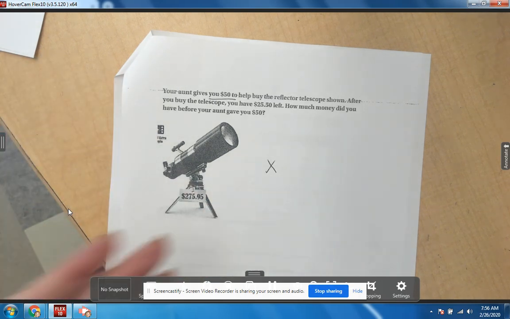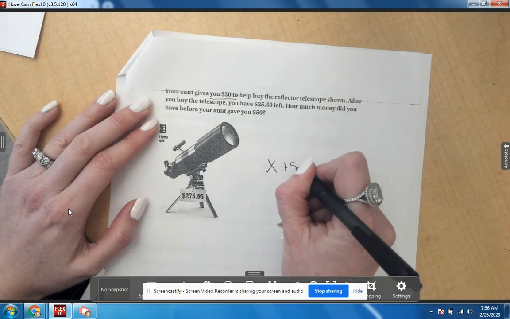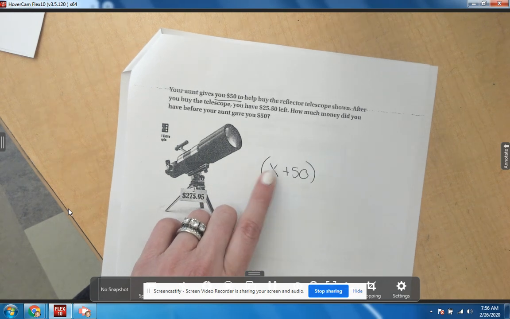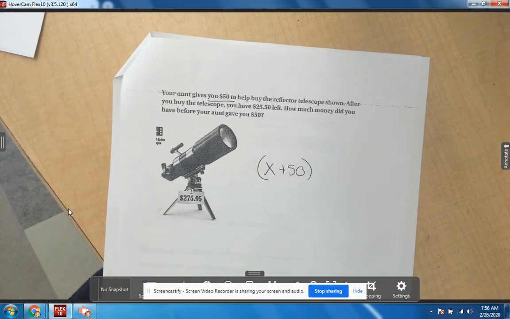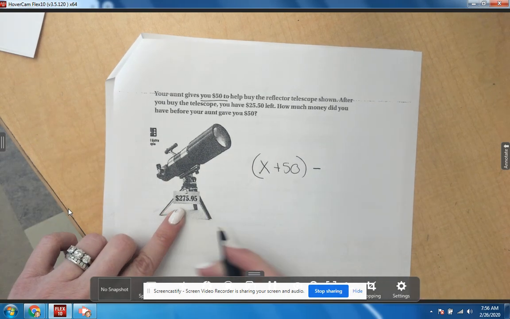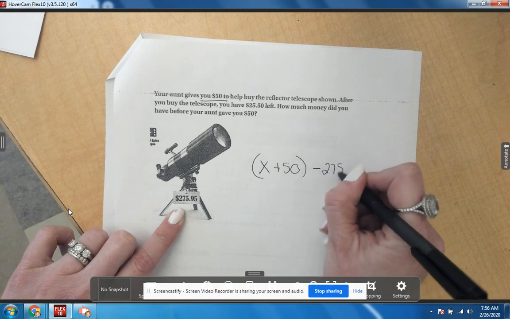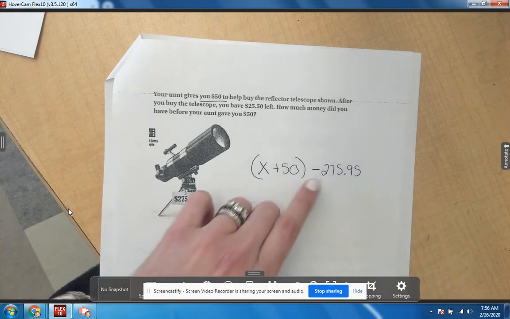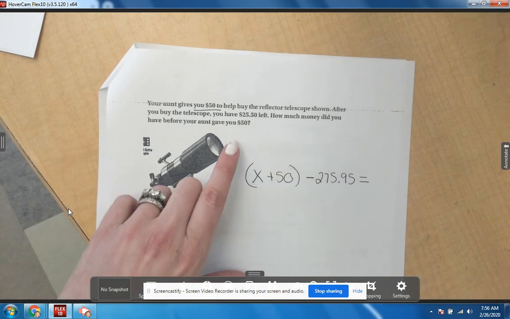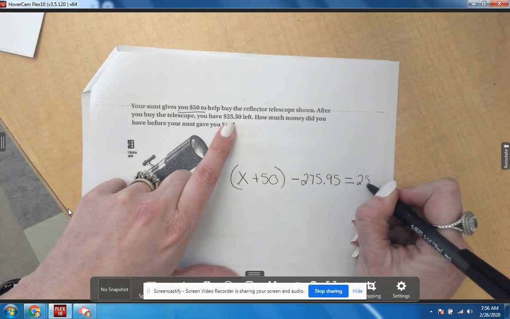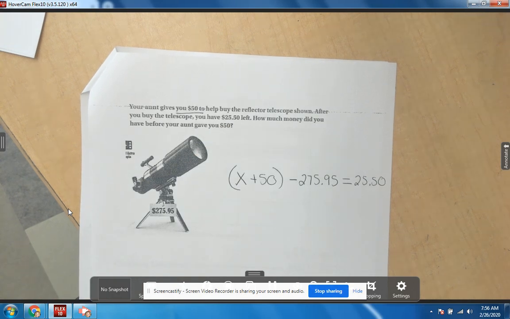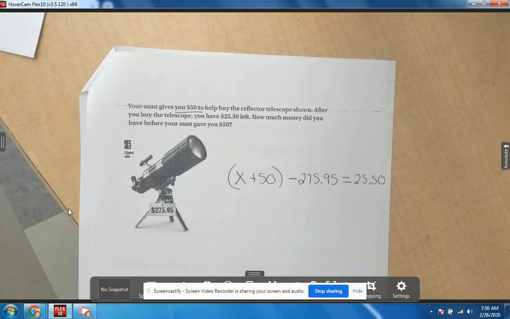However, our aunt gave us $50. So we're going to add 50 to that because that's how much she gave us. We don't know how much we have, but we know we have $50 added to whatever our total is. We spent, so we're taking away $275.95 on this telescope. So that's why I'm taking this away because we spent that money. What we have left, so what we're equaling, our change is $25.50. That's what I got from this part here. You have $25.50 left. So that's our equation, and now we want to solve it.